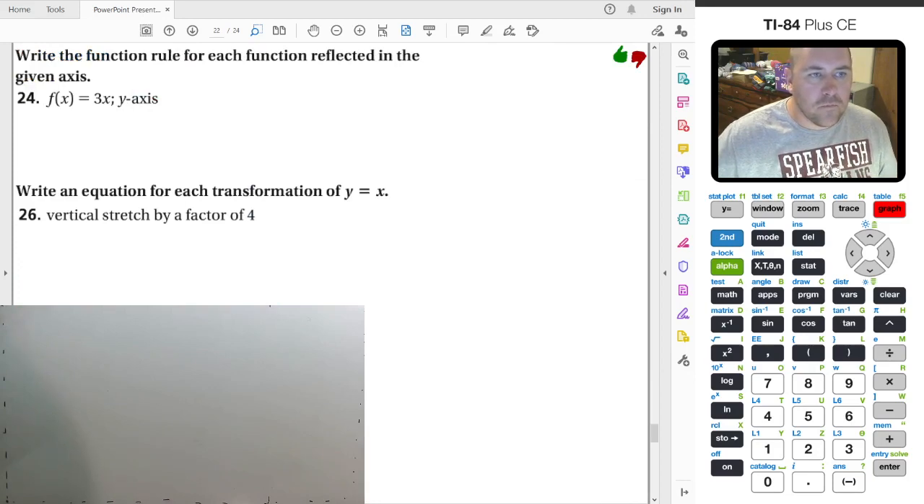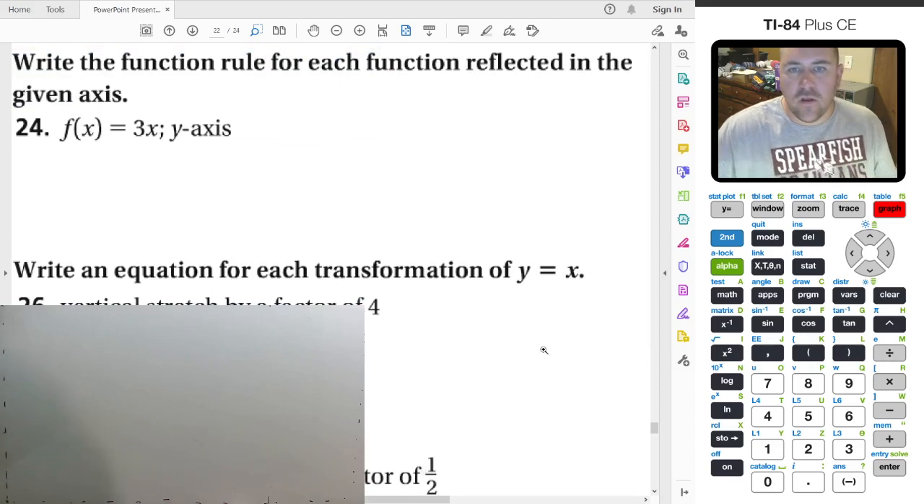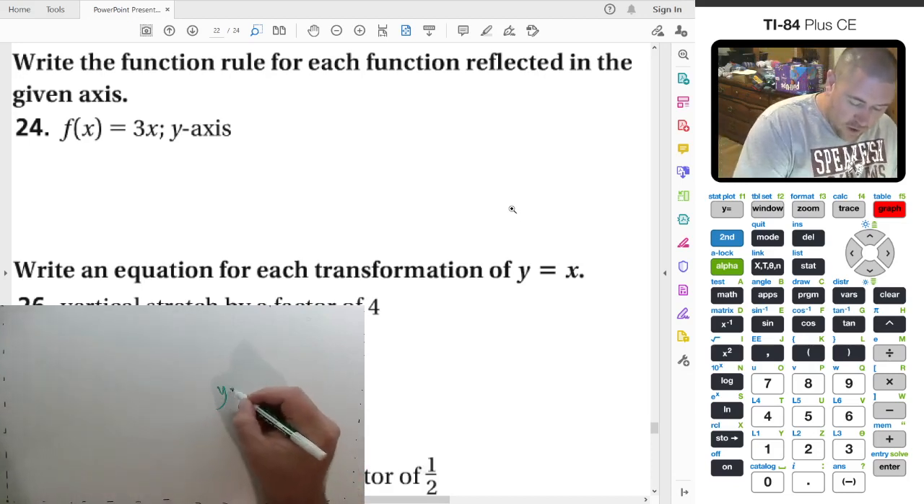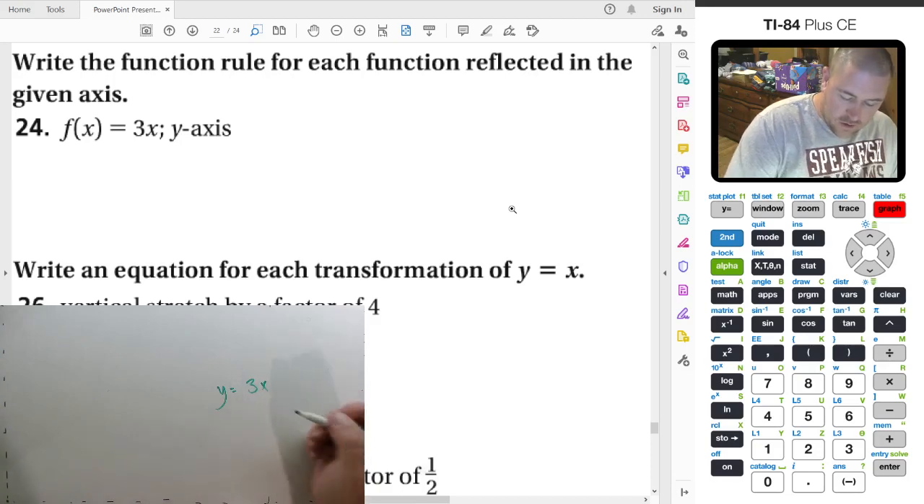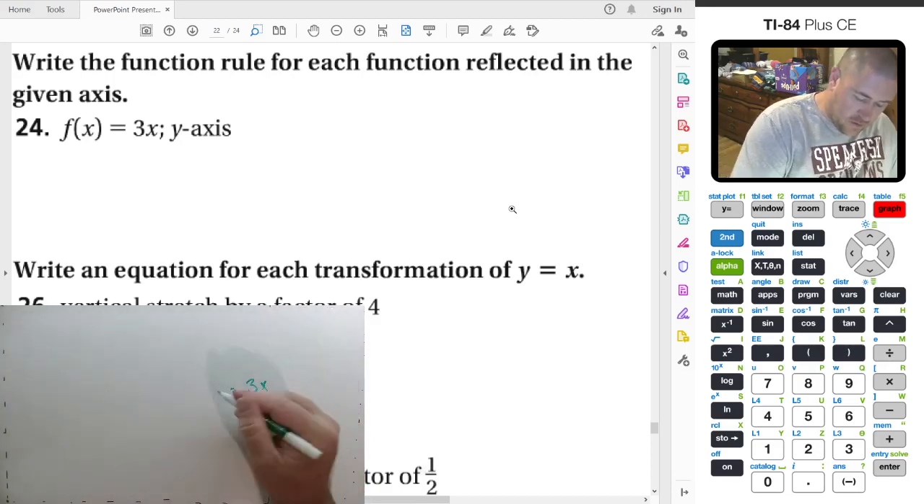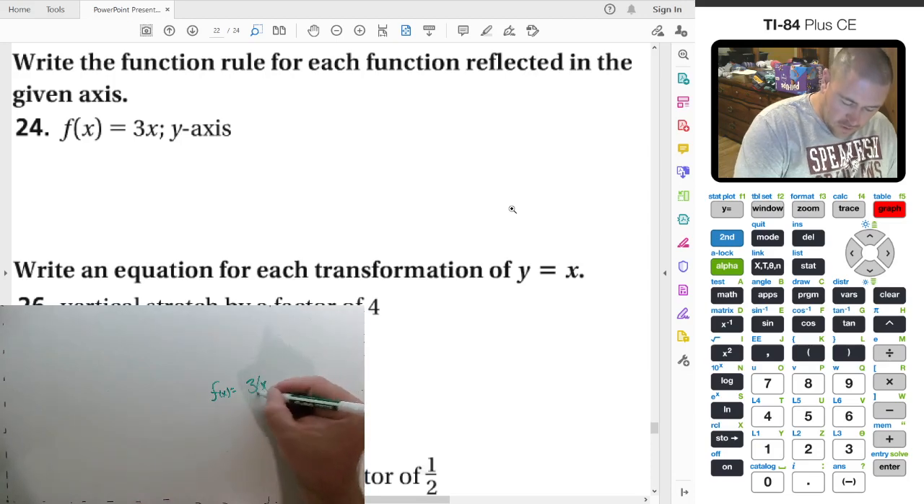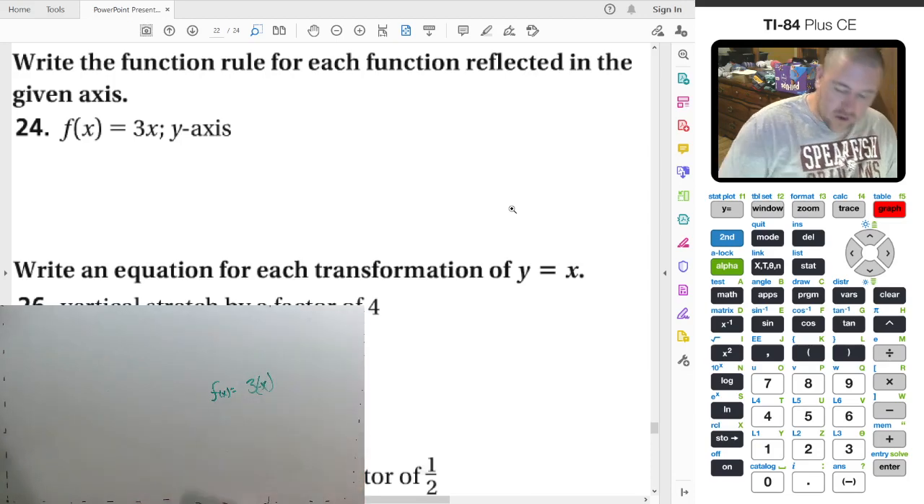Yeah, right there. Go ahead and try that one. Okay, take this and reflect it over the y-axis. I hope you actually did that. Y is 3x, or sorry, f of x is 3x. If I reflect in the y-axis, you just stick a negative right here.